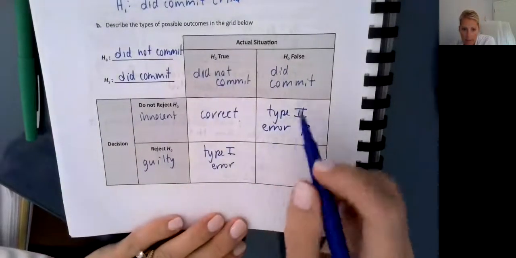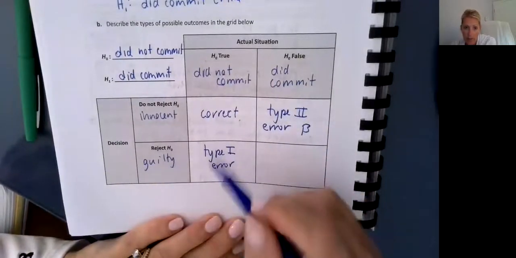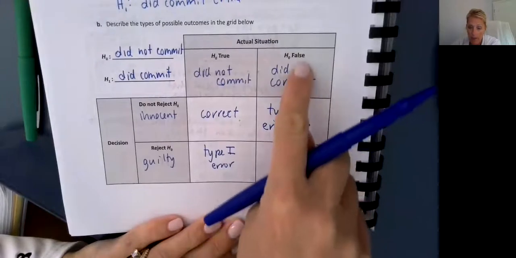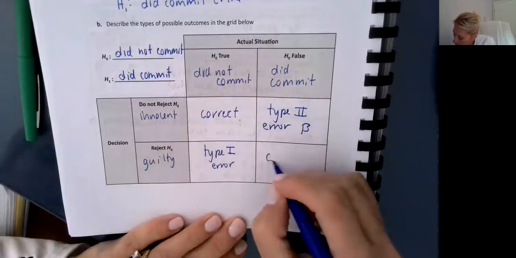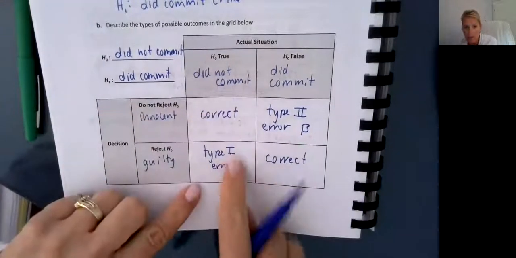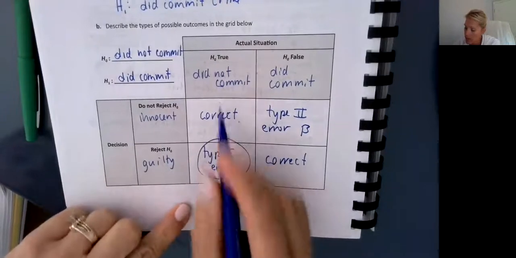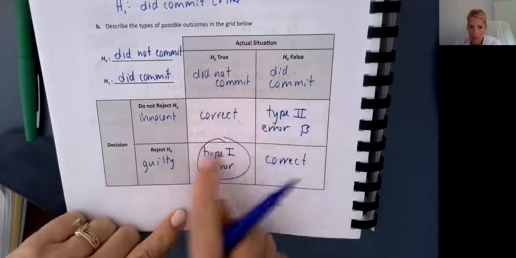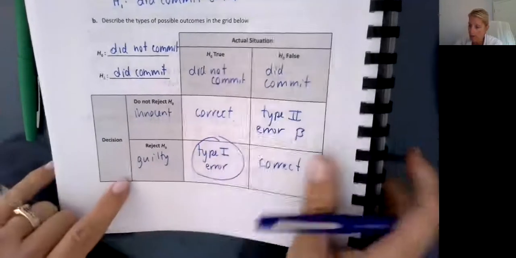And they did commit the crime, and they were also found guilty. So that's good. They did commit the crime and the jury agreed that they were guilty, so this is a correct decision. These are both good. The type 1 error that we're going to really focus on this semester is here, when H0 is true, but they rejected H0. We're trying to prevent that from happening.